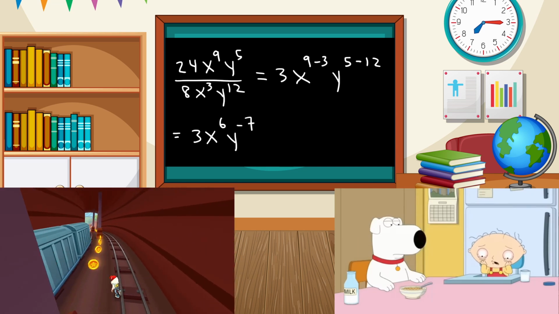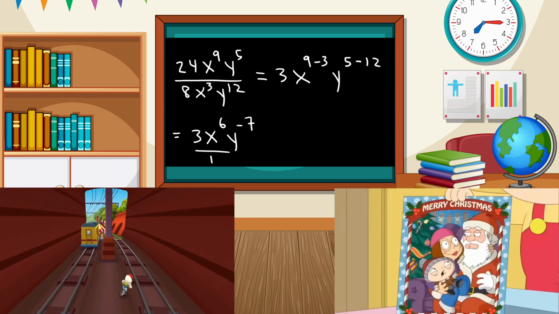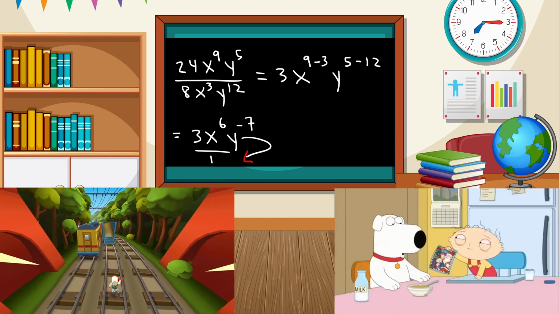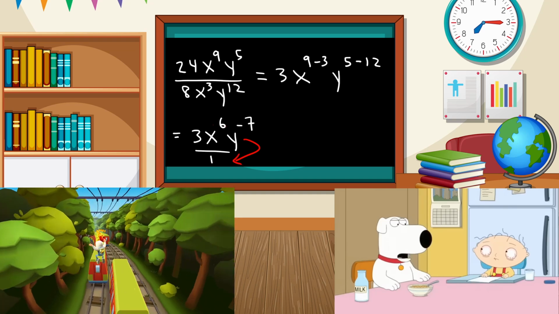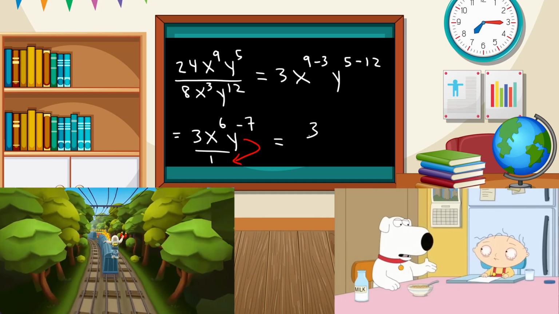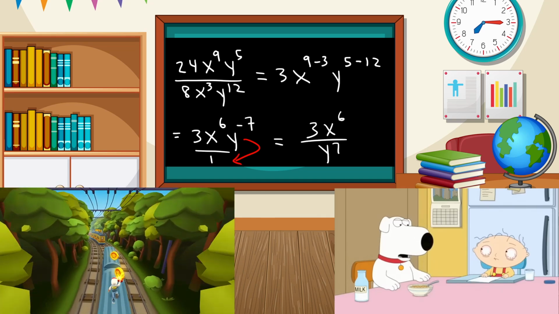Now, what should we do with a negative exponent? Anytime we have a variable that bears a negative exponent, we need to move it to the other side of the fraction. So in this case, we need to move it to the bottom of the fraction. So the final answer is going to be 3x to the 6th power over the y to the 7th power.